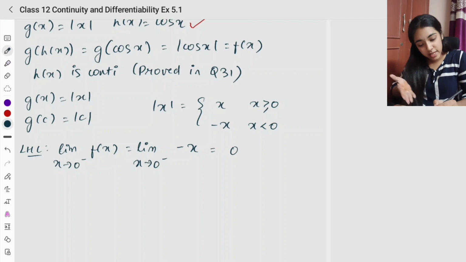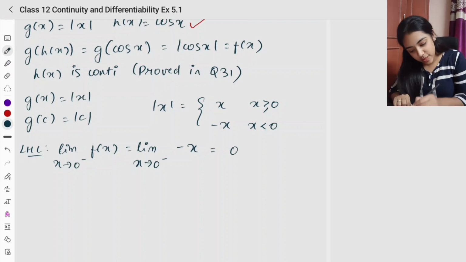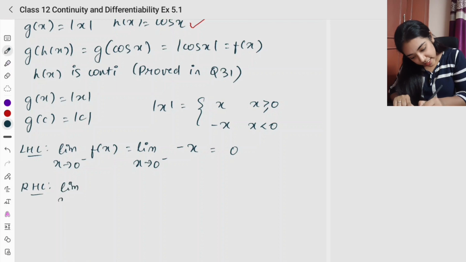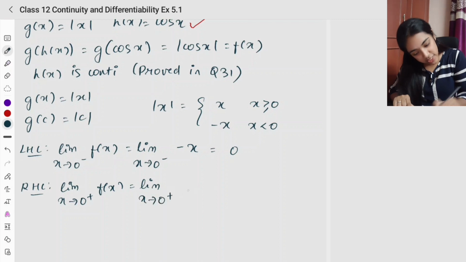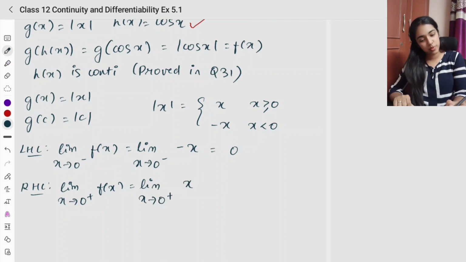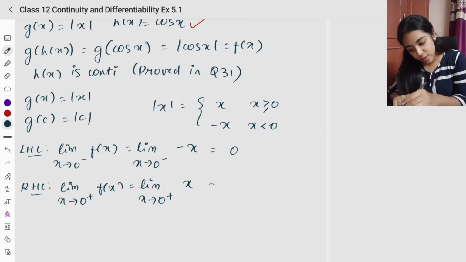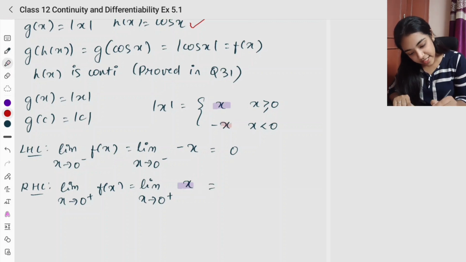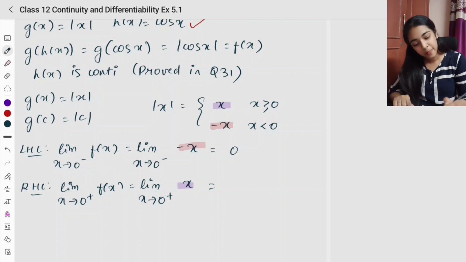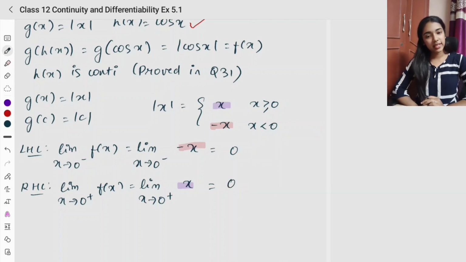Correct? The value of x is equal to 0. So 0 substitute panna 0 vandrum. What is my right hand limit? Limit x tends to 0 plus of f of x, which is going to be limit x tends to 0 plus of positive x. The f of x in this case is going to be positive x now. So this is equal to, I'll maybe mark it for you. So I have x here and x here, and I have minus x from this and minus x from this. Okay. So this is also equal to 0 when I apply the limit.